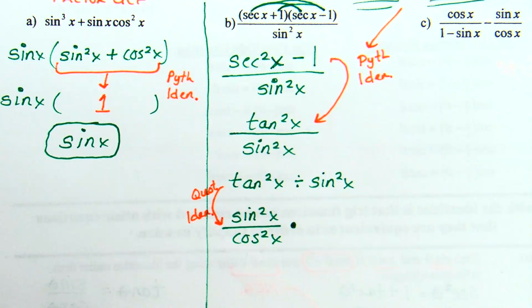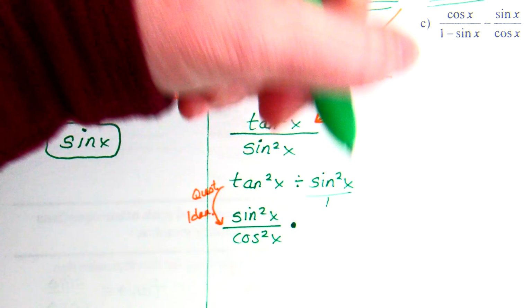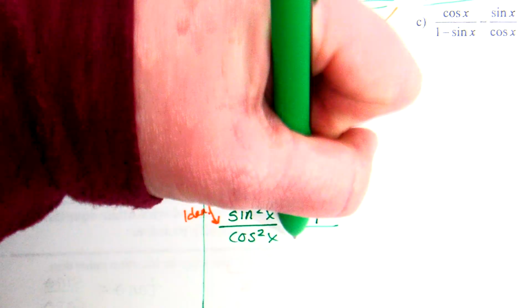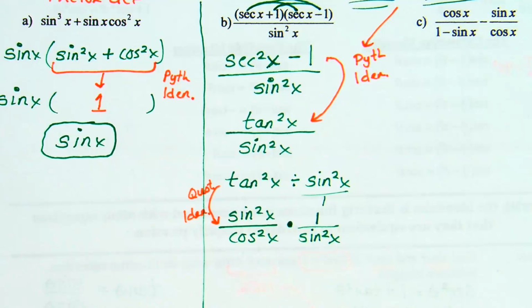Now, I don't want you to go identity or fancy or anything. Just what's the reciprocal of sine squared? If sine squared is sine squared over 1, then the reciprocal is 1 over sine squared x. And I'm not saying change that sign to something else, because what's going to happen now that we have these fractions? Sine squareds cancel.